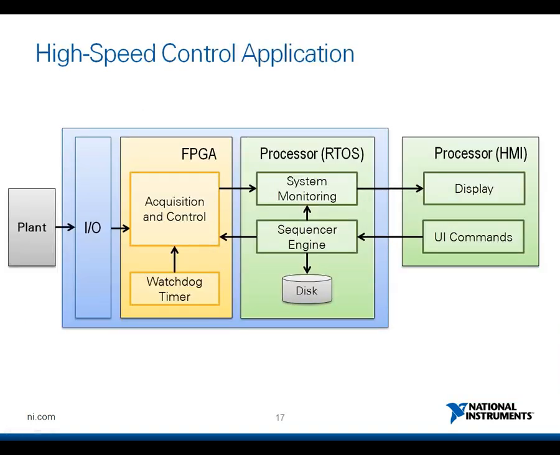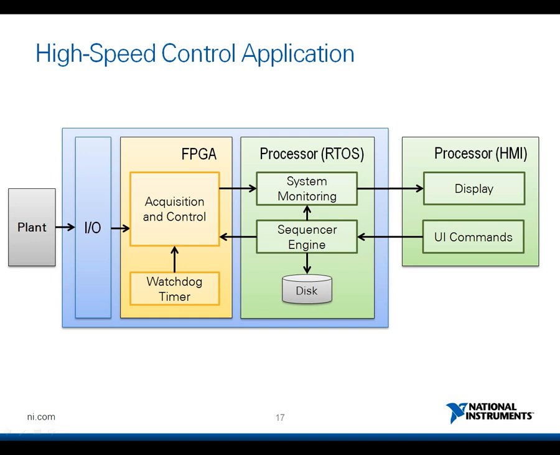So let's have a look at a high-speed control application. If you would like to design a high-speed control application, you will want to offload your most critical tasks to the FPGA. In this case, our acquisition and control loop, in addition to a watchdog timer to detect and recover from any software failures. The majority of your application may live in the processor, including tasks such as system monitoring, message handling, a sequencer, or the data logging engine. Finally, we can communicate from our embedded processor to an HMI using network communication mechanisms built into LabVIEW.